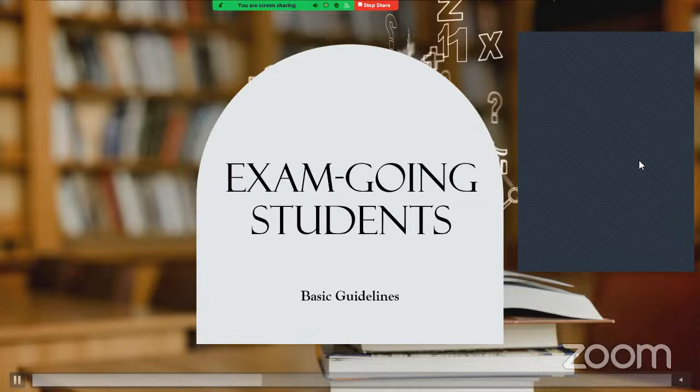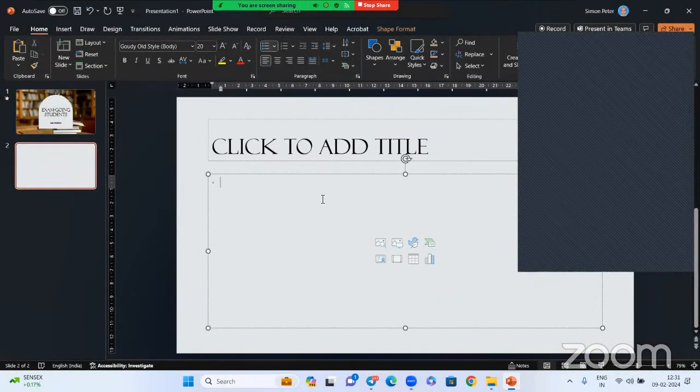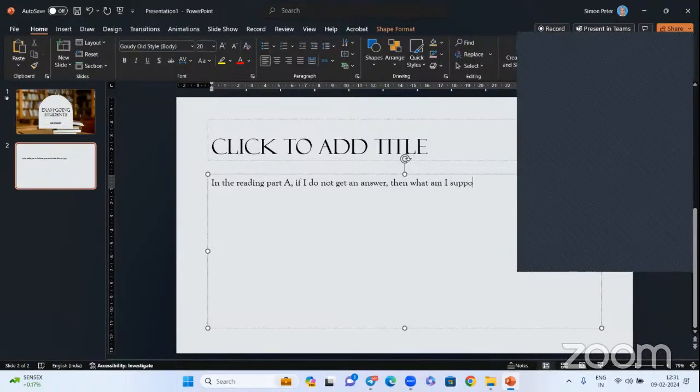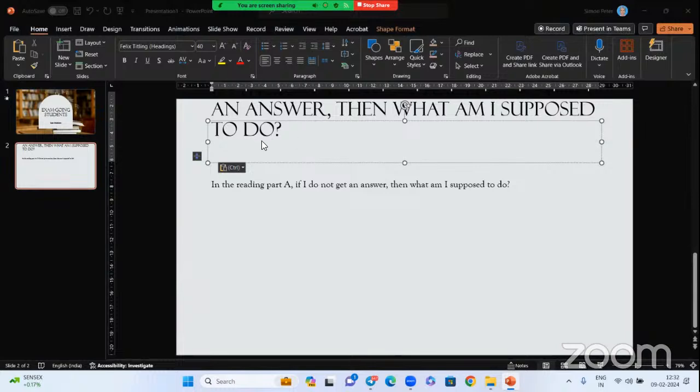First let us start with Kiran Kaur. Kiran Kaur, what is your first question? So the first question: in the reading part A, if I do not get an answer, then what am I supposed to do? This is the first question, right? I'll put it in the question part. Okay, that's really a wonderful question.